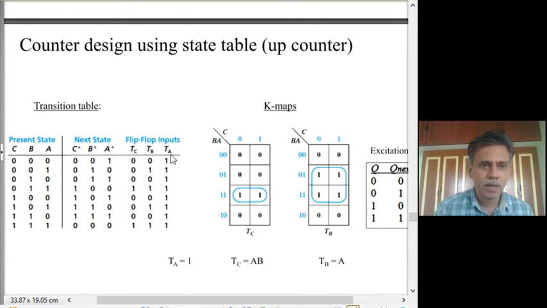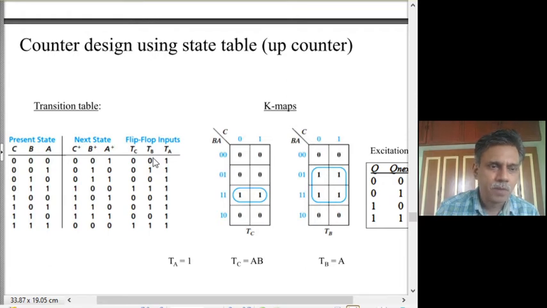Coming to TA, we derive TA by looking at A and A plus. Whenever they differ, you put a 1 here. Whenever they remain the same, you put a 0. You can see that A and A plus differ in all the rows. When A is 0, A plus is 1, therefore TA is 1. When A is 1, A plus is 0, therefore TA is 1, and so on. So TA is all the time 1, which means we can simply write the equation TA is equal to 1.